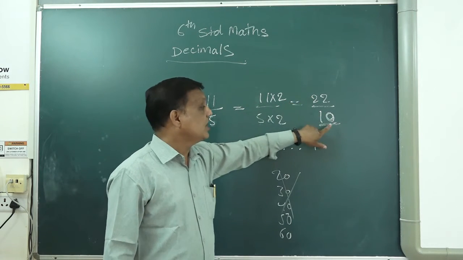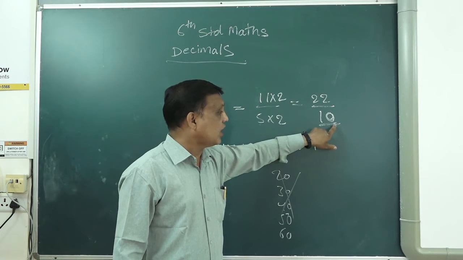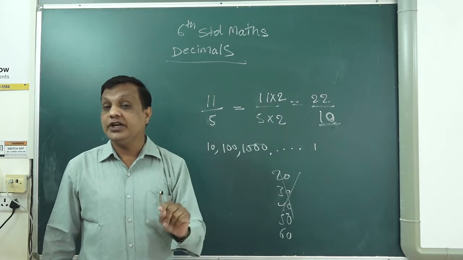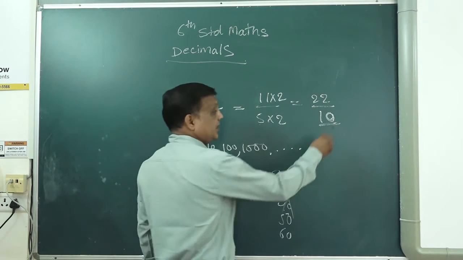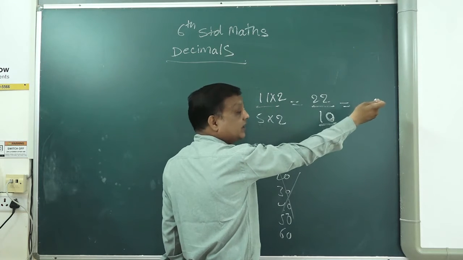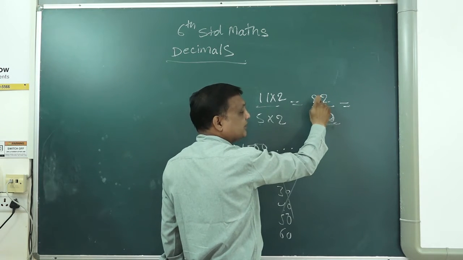How to convert now? In the denominator you have to see how many zeros are there. How many zeros? One zero in 10. It means from the numerator, from your right side, one digit before you have to place a point.